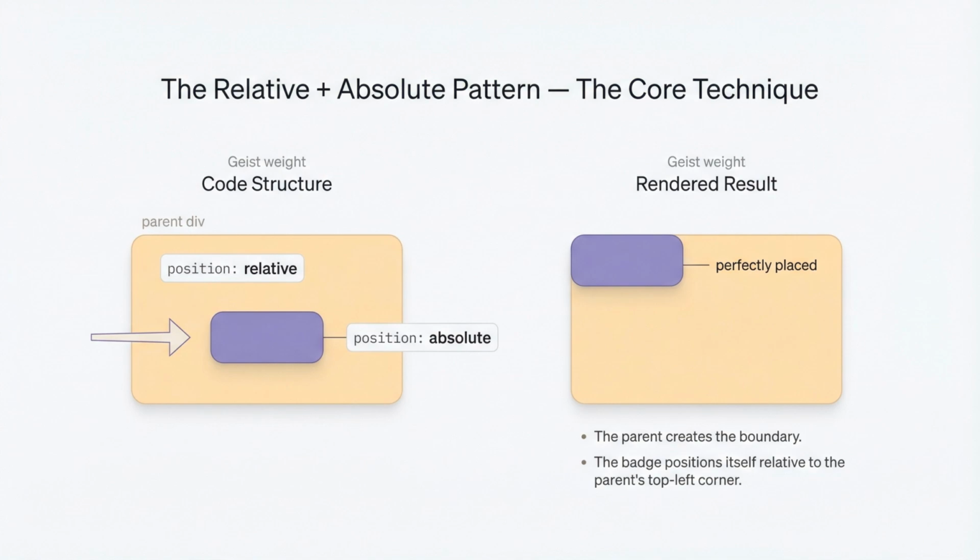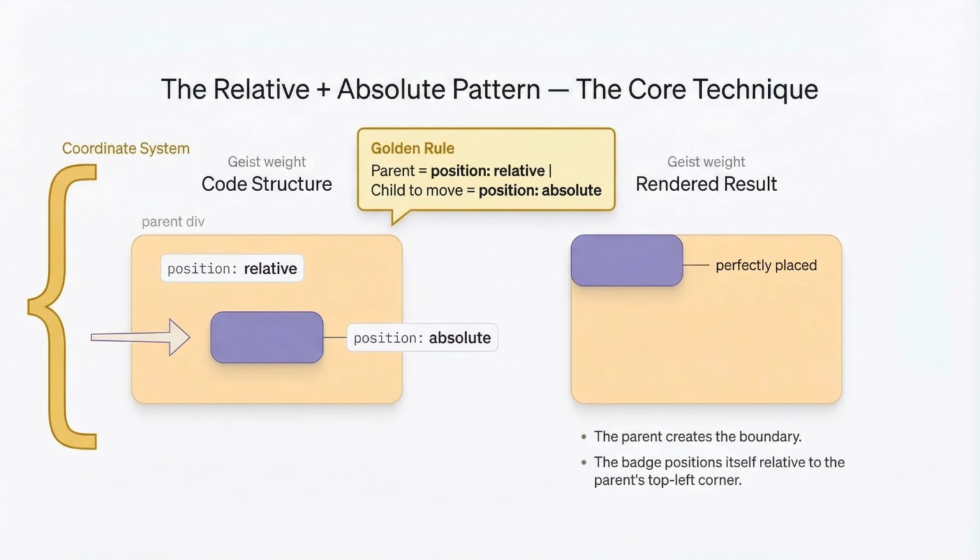The rule is simple. The element you want to use as the reference point, the parent, gets position relative. The element you want to move and place precisely, the child, gets position absolute. Now the child moves based on the parent's boundaries, not the entire page. Think of the parent with position relative as setting up a coordinate system. The top left corner of that parent becomes the 0, 0 point.